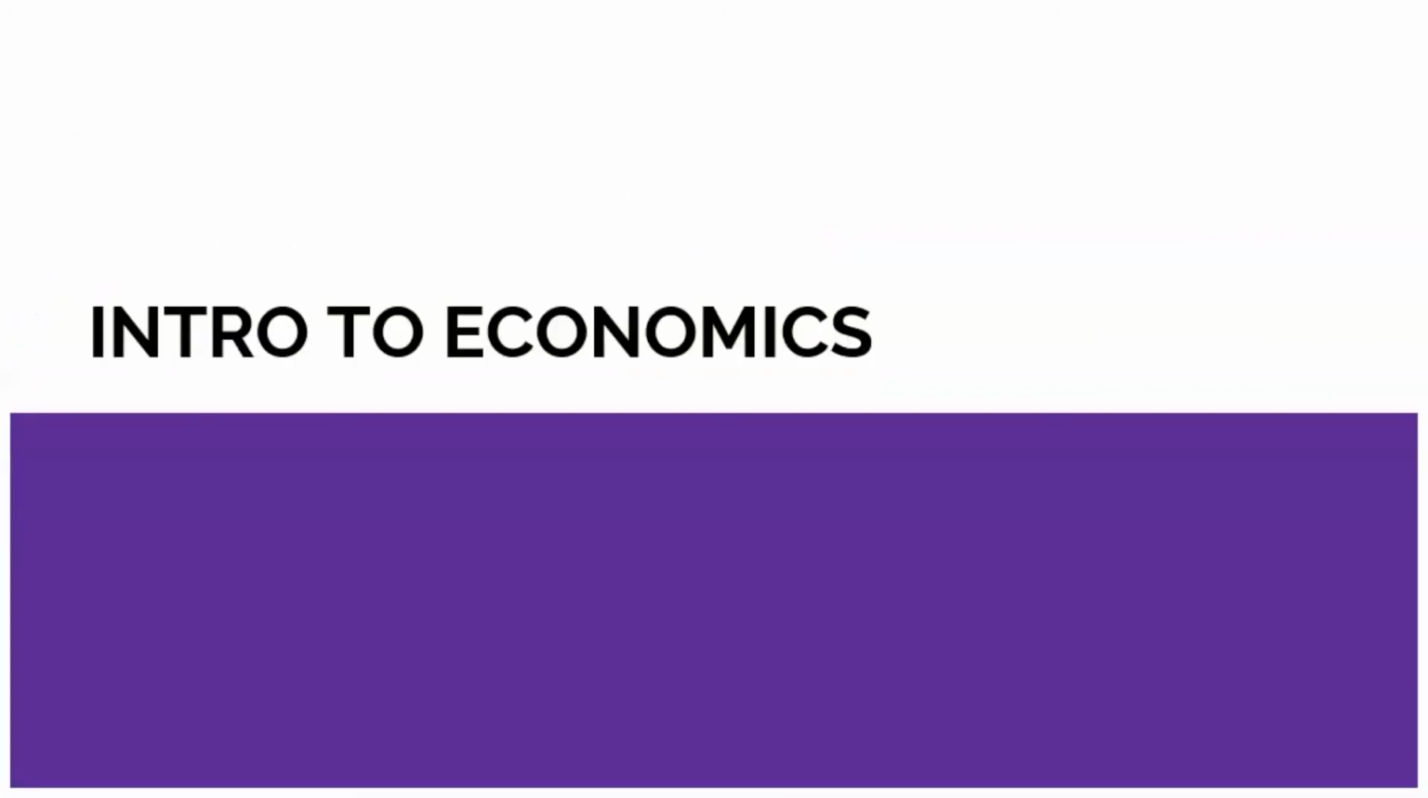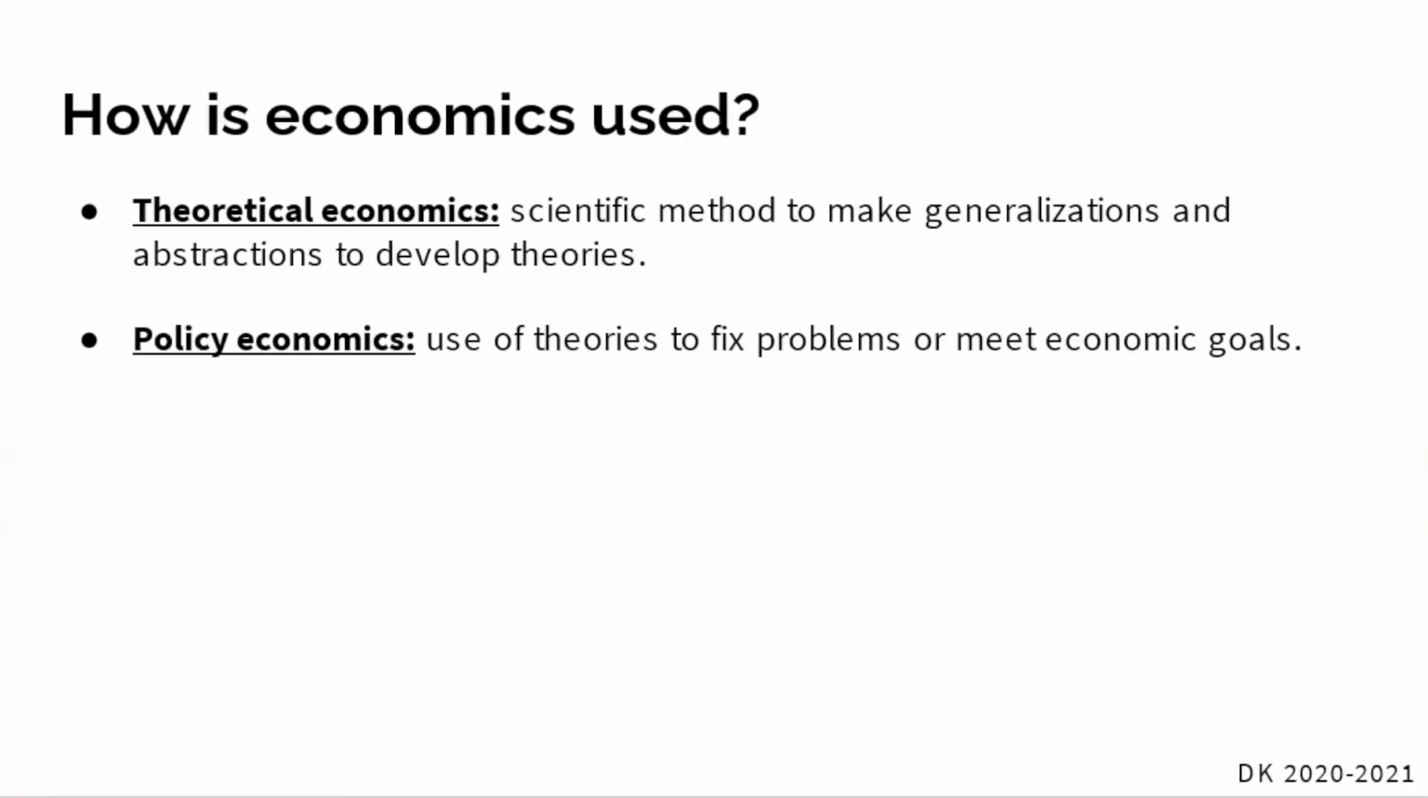And then lastly, let's go into just oddball things. I didn't really have a specific thing, so I just labeled this portion Intro to Economics. How exactly is economics used? Well, economics is used in two ways. The first is theoretical economics. Theoretical economics is basically scientists saying this could possibly work. They make generalizations to develop theories. So theoretically, this economic policy should bring us out of a recession.